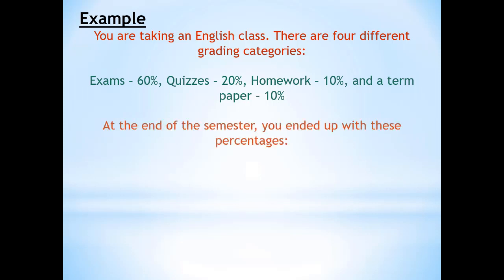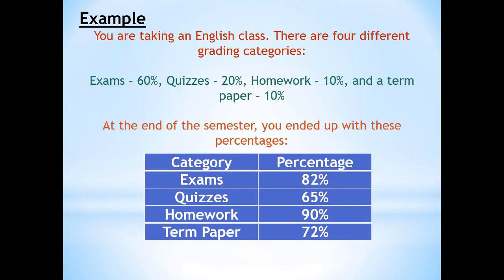At the end of the semester, you ended up with these percentages. For your exams, you had an average of 82%. For your quizzes, you averaged only 65%. On your homework, you got 90%. And for a term paper, you got 72%. So how are we going to use these scores along with the category weights to determine our overall grade?